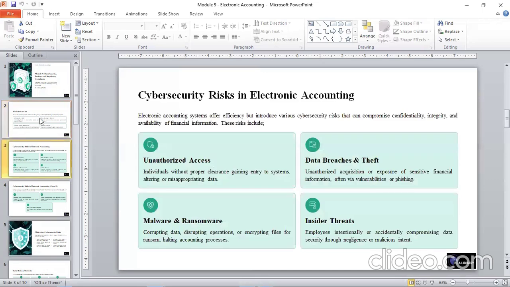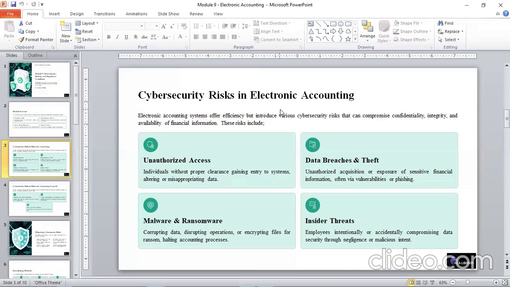Cybersecurity risk in electronic accounting: the system offers efficiency, but introduces various cybersecurity risks that can compromise the confidentiality, integrity, and availability of financial information. The risks we are talking about include unauthorized access, which is individuals without proper clearance gaining entry to the system, and this alters or results in misappropriation of data. Another is data breaches and theft, an unauthorized acquisition or exposure of sensitive financial information of an organization, often via vulnerability or phishing.